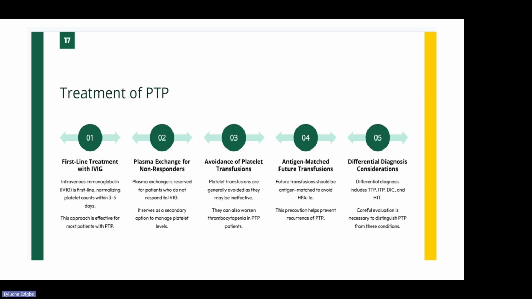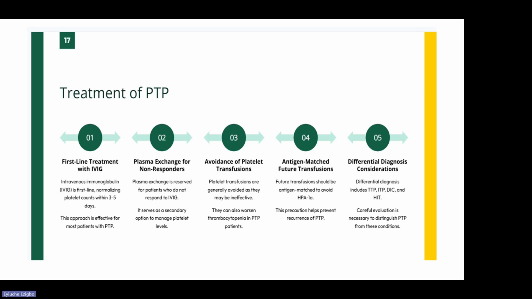Also, plasma exchange for non-responders. Plasma exchange is reserved for patients who do not respond to intravenous immunoglobulin. It serves as a secondary option to manage platelet levels. Avoidance of platelet transfusion can also help in patients that are negative for these human platelet antigens. Platelet transfusions are generally avoided as they may be ineffective.